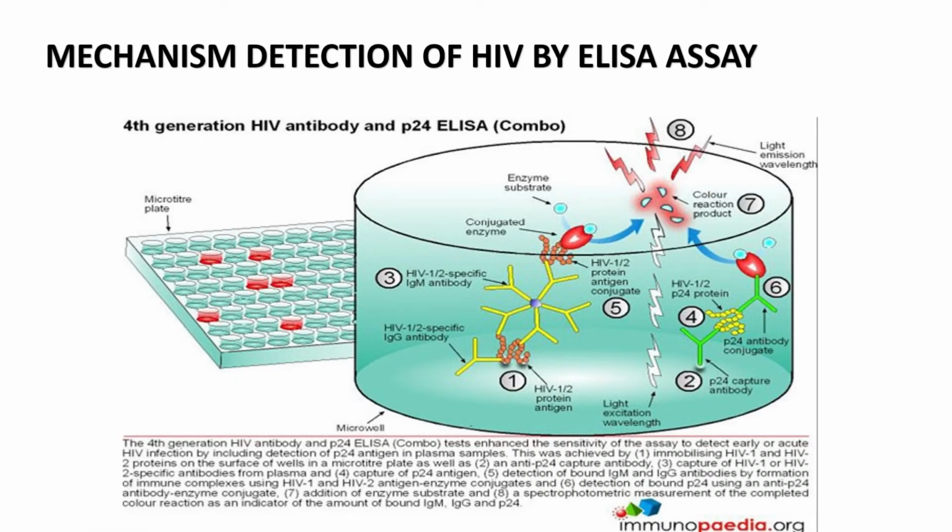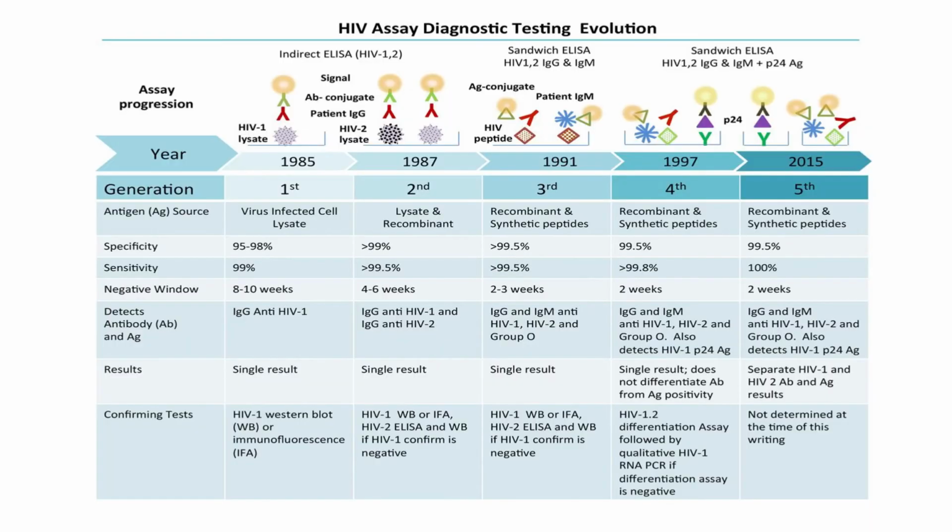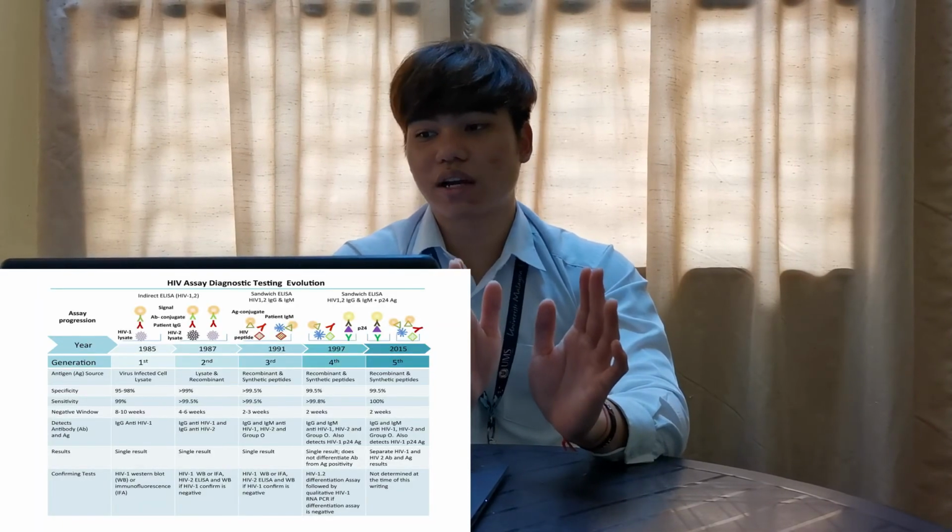So the next picture is related to the mechanism of detection of HIV by ELISA assay. It's similar to what I explained before about how the process mechanism works. So the next is about the evolution of HIV assay diagnostic testing. It runs from 1985 until 2015.